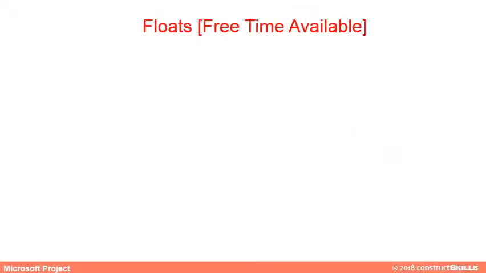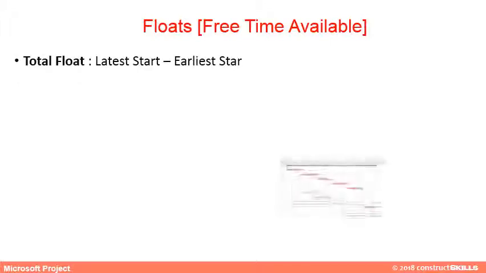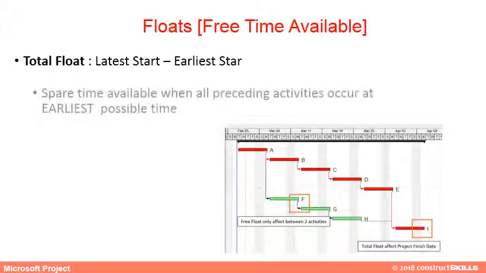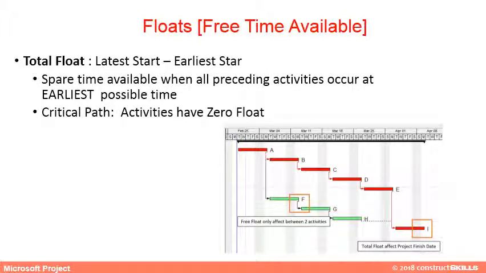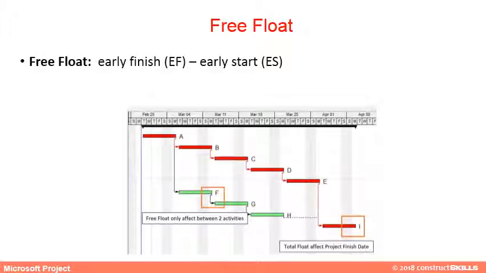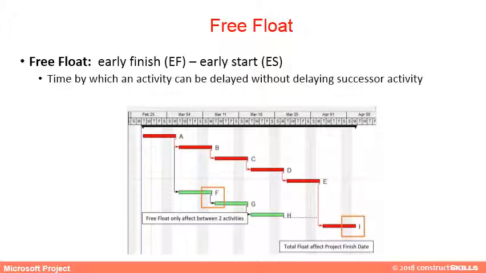Floats. Free time available to a task is called float. There are two types, total float and free float. Total float is the spare time available when all preceding activities occur at the earliest possible time, and the critical path activities have zero float. Free float is the early finish minus early start. It is the time by which an activity can be delayed without delaying the successor activity.